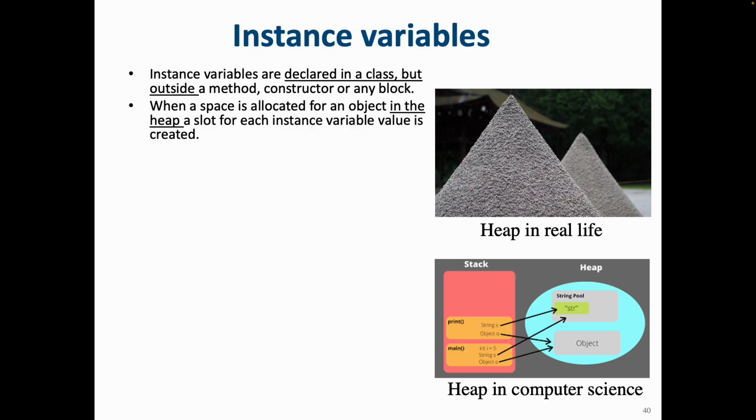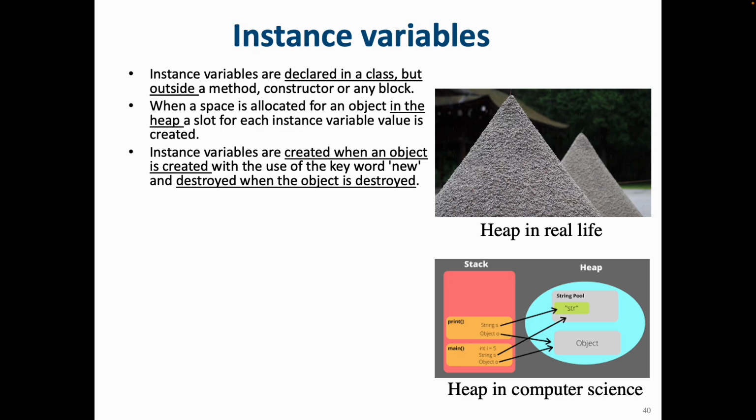I will use this term a lot: we will allocate memory for an object in the heap. What is heap? Well, in real life, it is this one, the one that you see. But in computer science, when we say heap, it actually means the dynamic part of the memory. When I create an object, I'll say we allocated memory in the heap, but what I mean is actually the dynamic part of the memory.